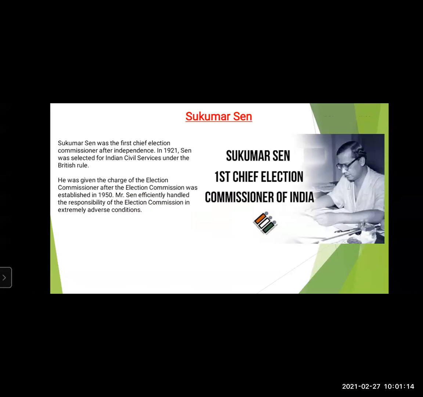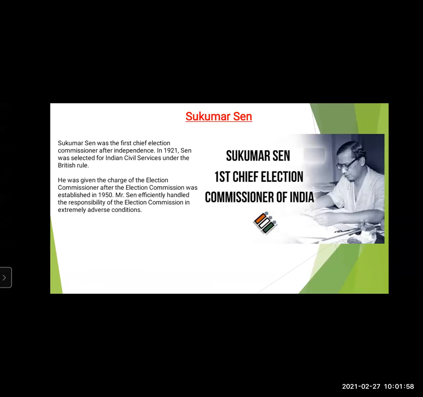Then we have a person here, that is Sukumar Sen. Sukumar Sen was the first chief election commissioner after independence. So one of the important personalities, who was elected as the first chief election commissioner for our country, India. Now, in 1921, Sen was selected for the Indian Civil Services, that is, you can say IAS, IFS, IPS, under the British rule. He was given the charge of election commissioner after the election commission was established in 1950.